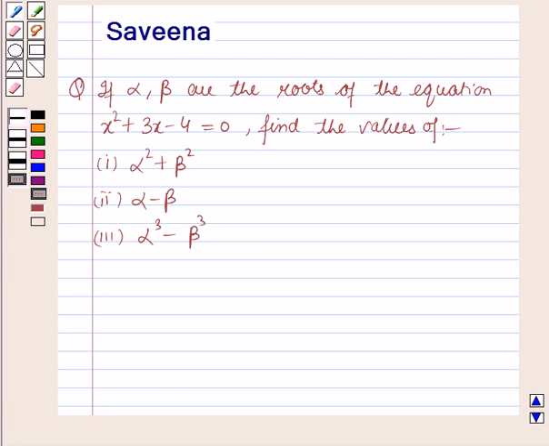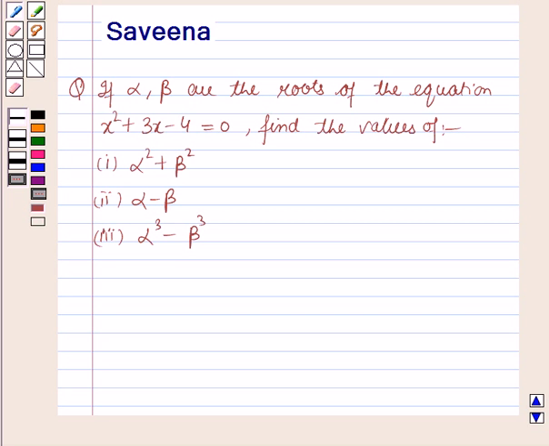In this session, we will discuss a question which says that if alpha, beta are the roots of the equation x square plus 3x minus 4 is equal to 0, find the values of: first part, alpha square plus beta square; second part, alpha minus beta; third part, alpha cube minus beta cube.